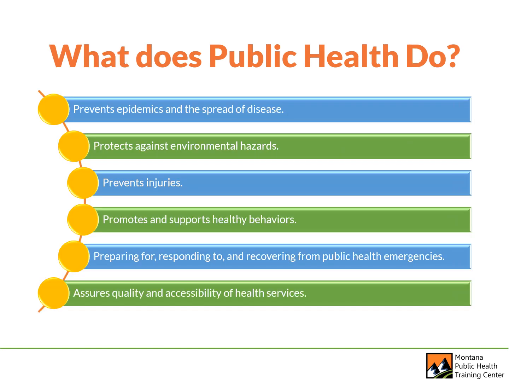In a broad sense, public health does some of the following things. One is to prevent epidemics and the spread of disease, protect against environmental hazards, prevent injury, promote and support healthy behaviors, prepare for, respond to, and recover from public health emergencies, and assure the quality and accessibility of health services.